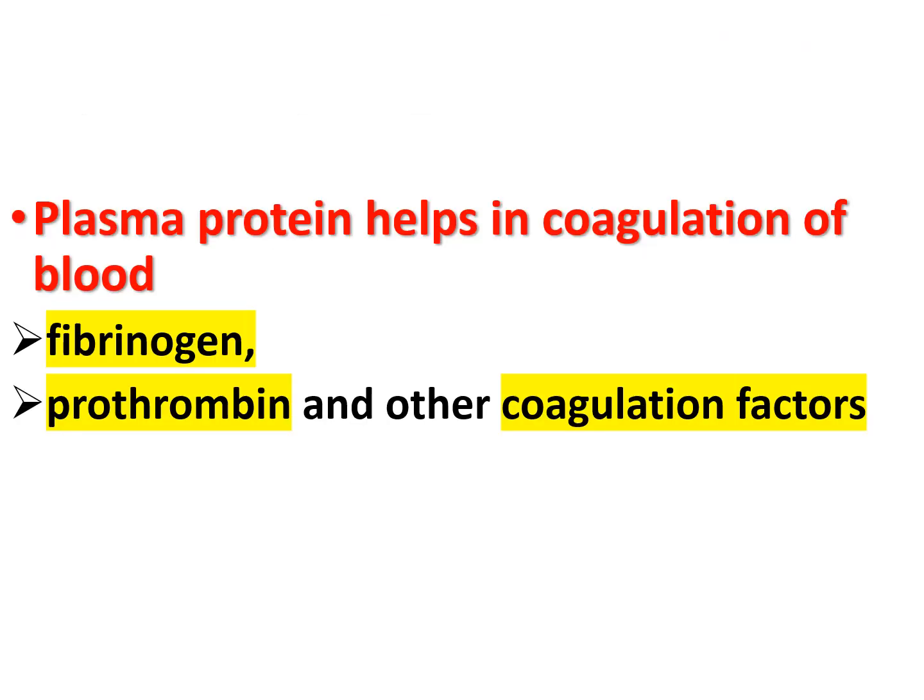Plasma protein helps in coagulation of the blood. Plasma protein helps in coagulation due to the presence of fibrinogen, prothrombin and other coagulation factors, which are protein in nature. So in this way plasma protein helps in coagulation of the blood.